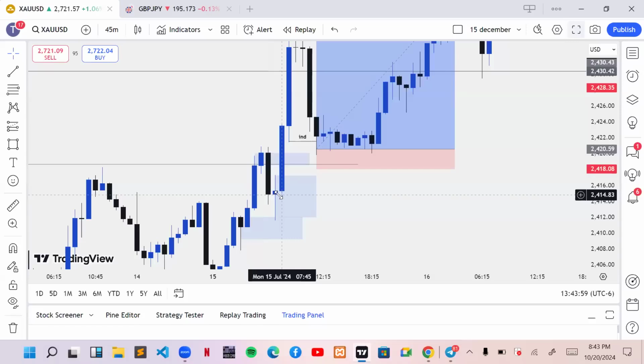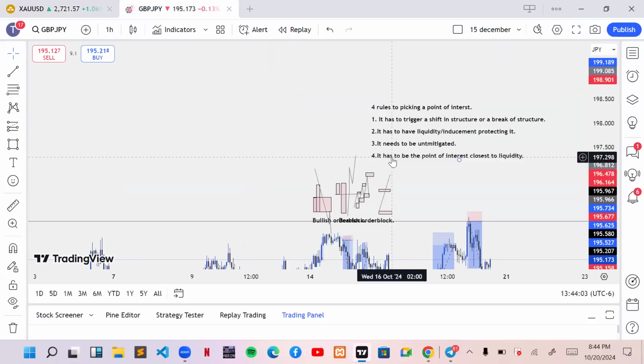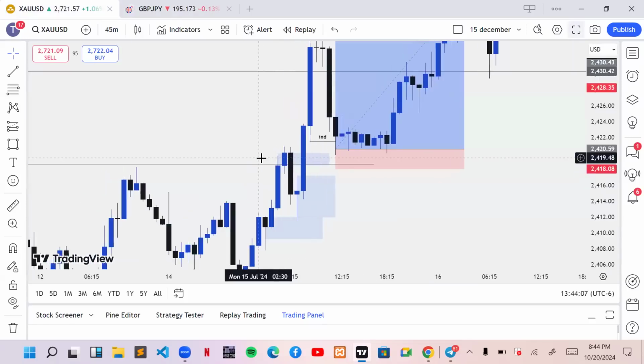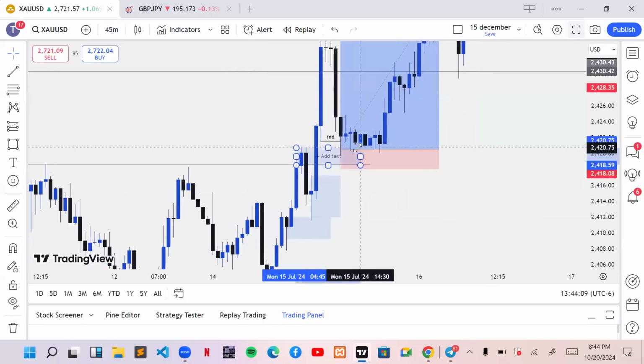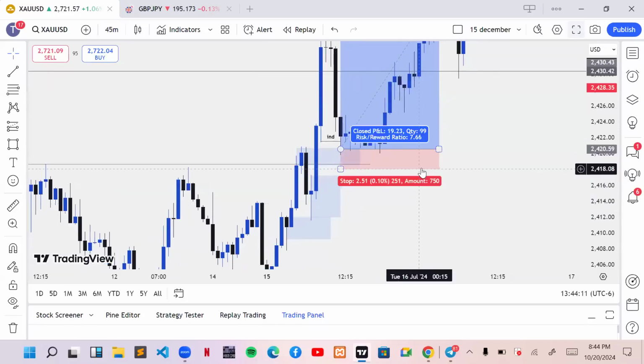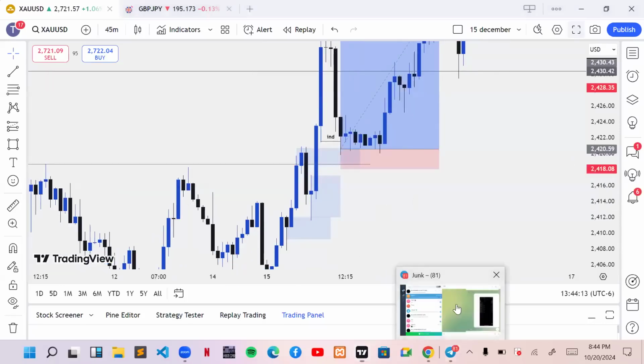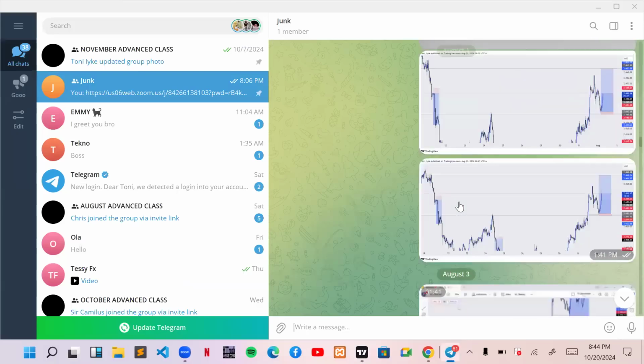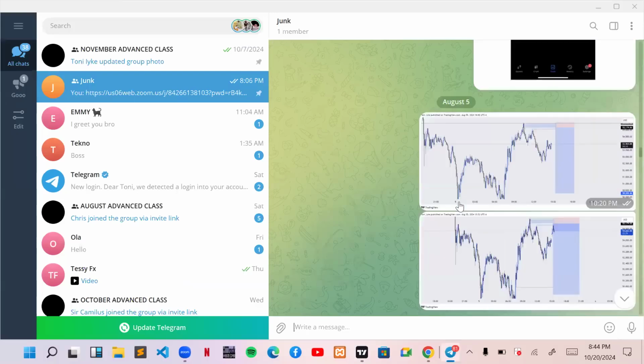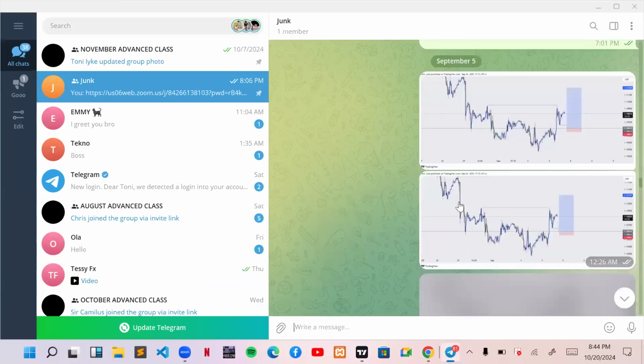But which point of interest are we going to use? The fourth rule, we pay attention to it. That should be the point of interest that's closest to liquidity. That was why this breaker block was used as entry. And then when price tapped it, it started reversing. I think I have the trade when I took them. So let me see if I can find it.